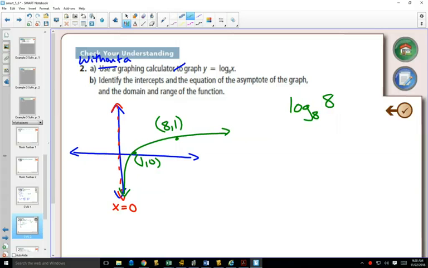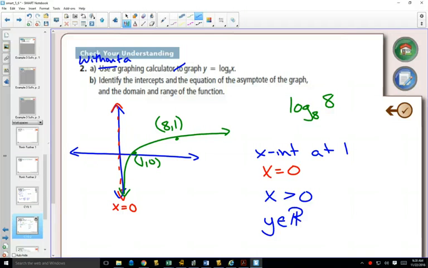Does it have any intercepts? It only has an x-intercept at 1. The equation of the asymptote is x equals 0. The domain is greater than 0. And the range is everything.